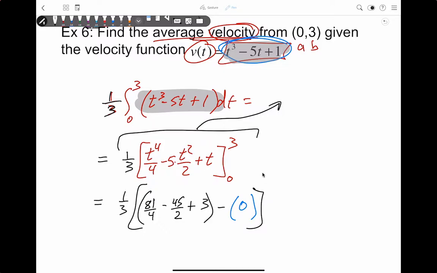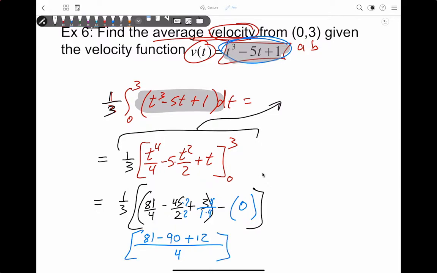And if we're doing this by hand, what I would suggest is try to get everything with a denominator of 4. So we're going to multiply this by 2 over 2, and this one by 4 over 4 with an understood 1 underneath the 3. So that we have all of this with a common denominator now of 4, and I have 81 minus 90 plus 12. That's what's inside with the common denominator.